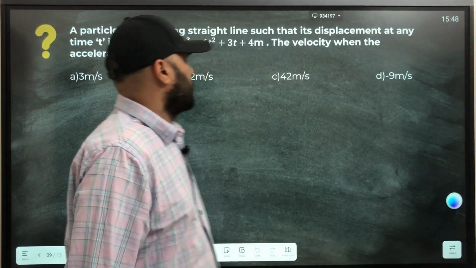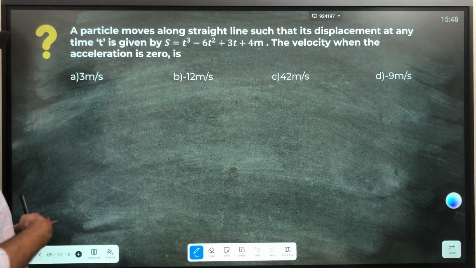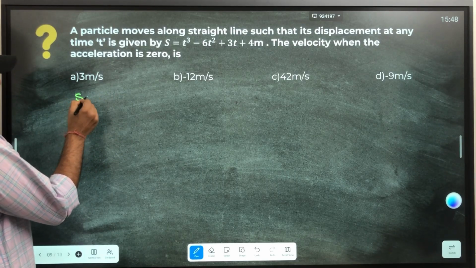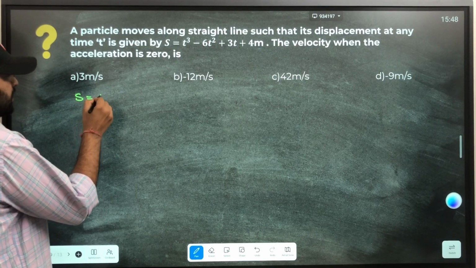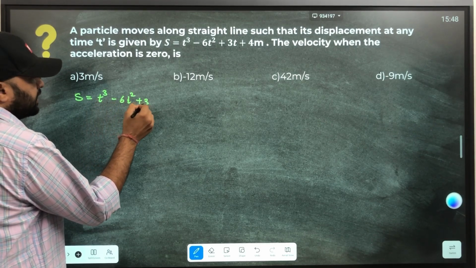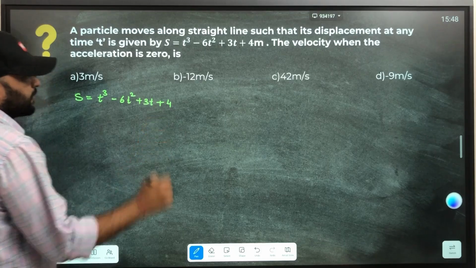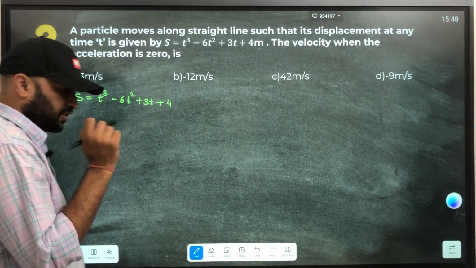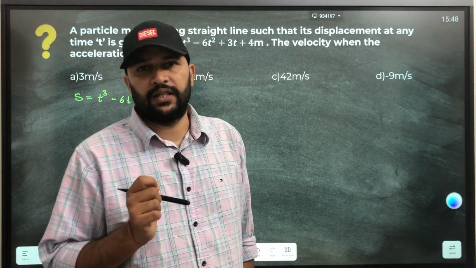Our next problem says a particle moves along a straight line such that its displacement at any time is given by S equals t cube minus 6t square plus 3t plus 4. Correct? The velocity when the acceleration is 0. We have to find the velocity of the particle when the acceleration of the particle is 0, right?